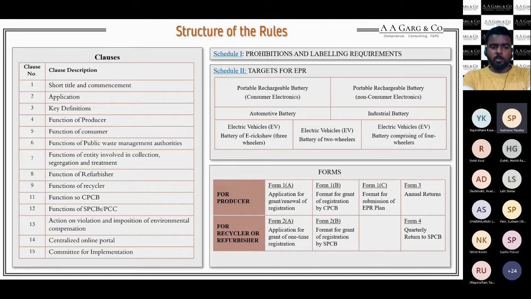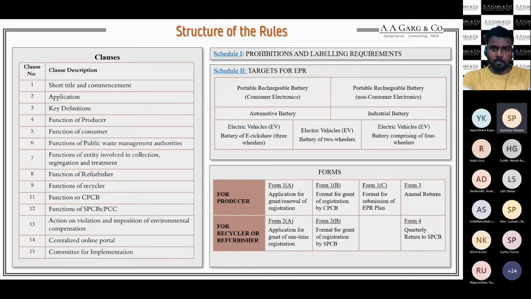The rule also talks about the levy of environmental compensation on the producers or any entity not complying with the provisions given in the rule. The rule also states that there will be a centralized online portal which CPCB will release within 6 months from the publication of the rule. Then there will be a committee monitoring and reviewing the implementation of this Battery Waste Management Rule.